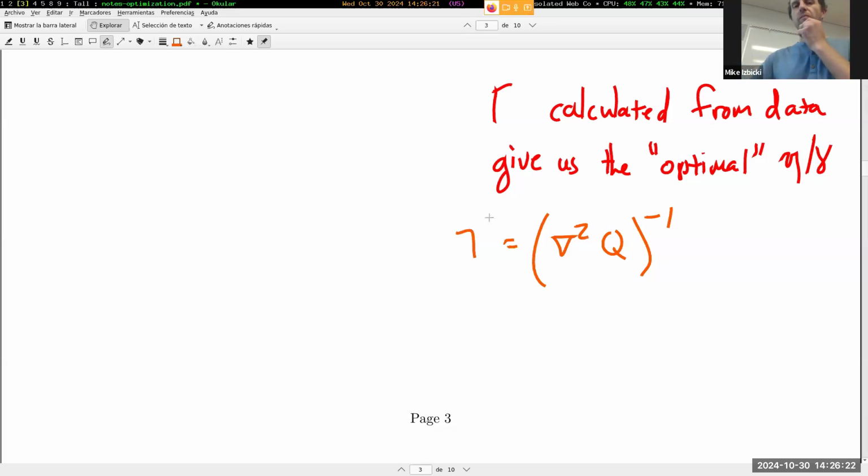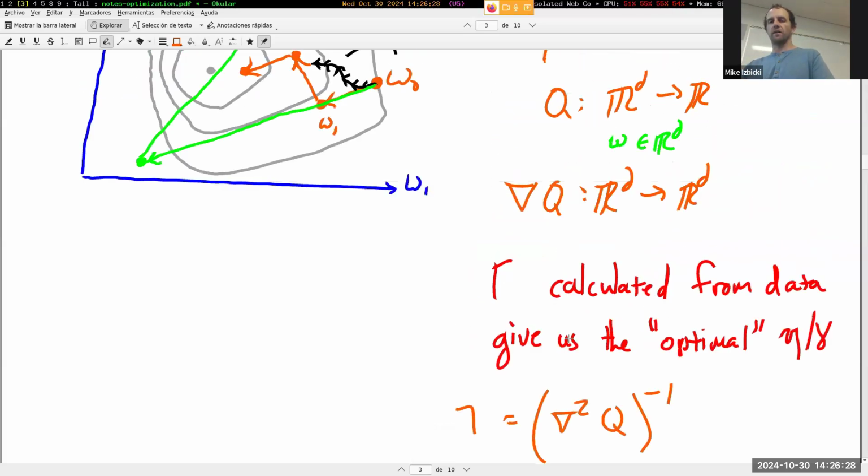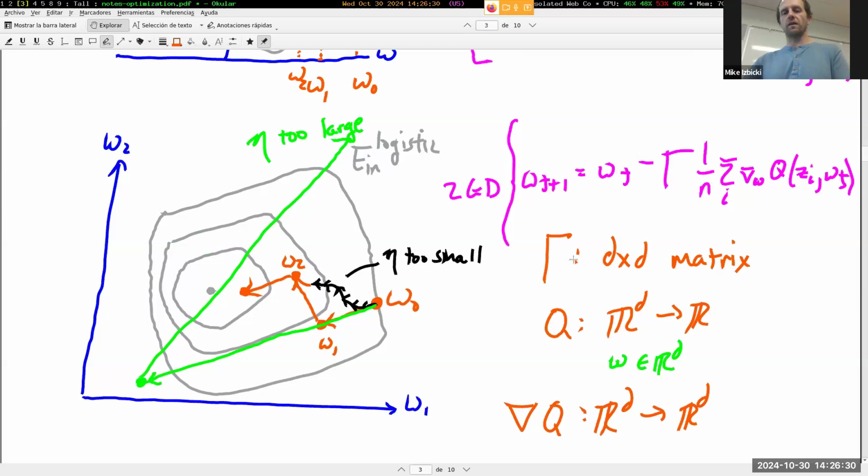There are a lot of different variations of second order gradient descent that do something sort of like this, but they're all somehow doing some kind of second order derivative down here. And so that's where the second order gradient descent comes from. That's where the name comes from.